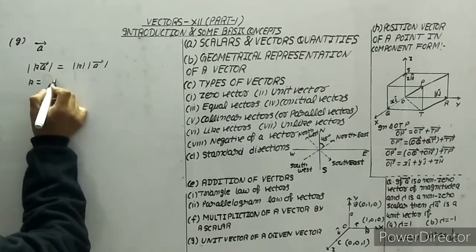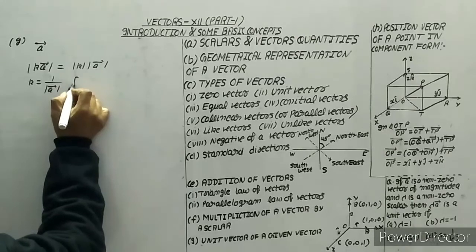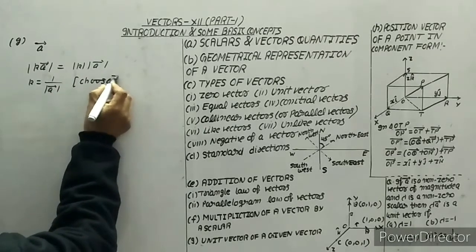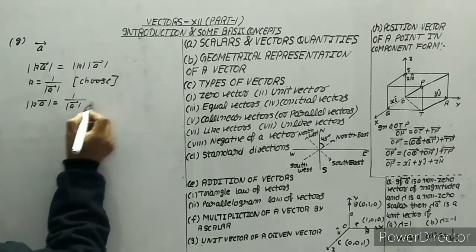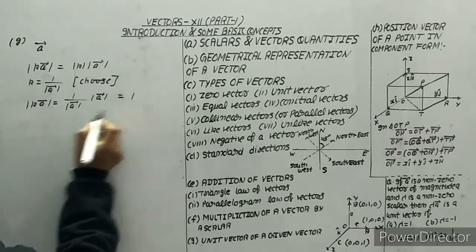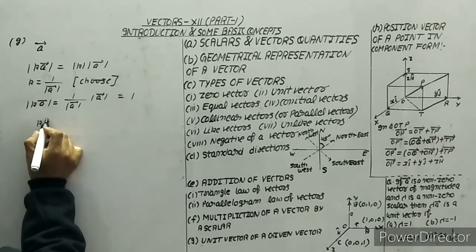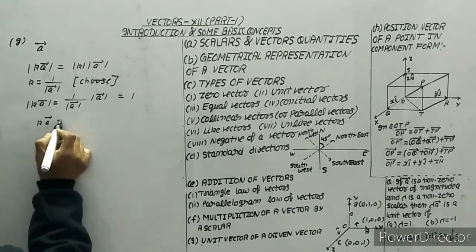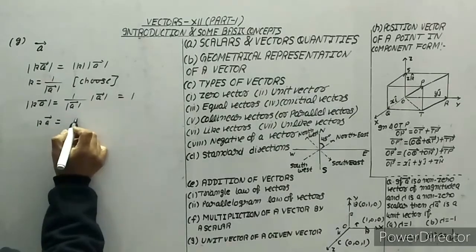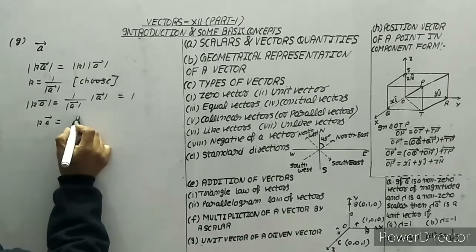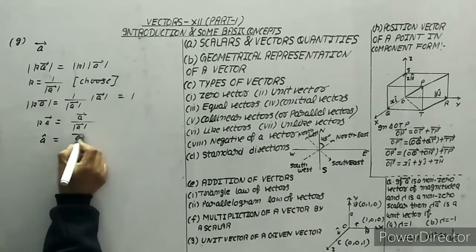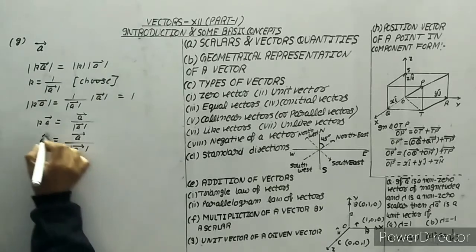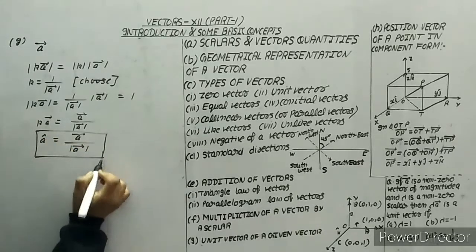Now if we choose k equals 1 upon magnitude of a, and put it here, then magnitude of ka equals 1 upon magnitude of a into magnitude of a, which equals 1. Therefore ka is the unit vector whose magnitude is 1. This vector is given by 1 upon magnitude of a into vector a, and it is represented by a cap. A cap equals vector a upon magnitude of a, which is a very important point.